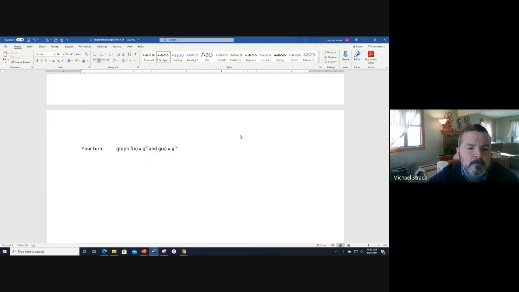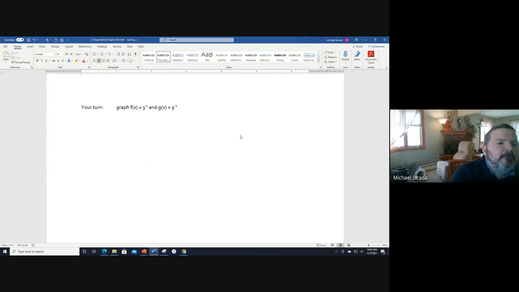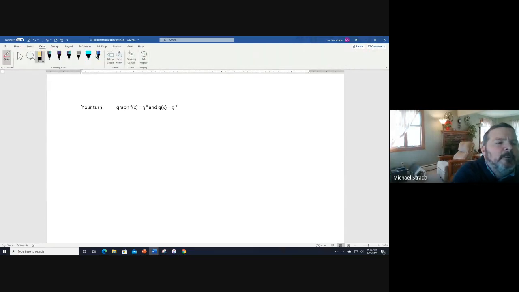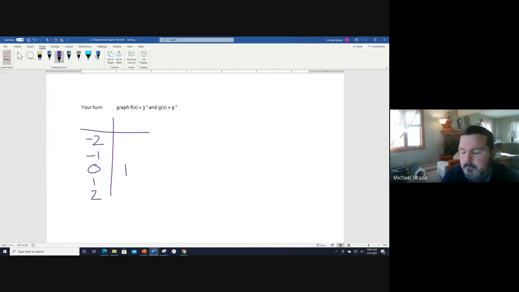All right, so if we look at f of x equals 3 to the -x, we make a table of values: -2, -1, 0, 1, 2. 0 gives 1. 1 would be 1/3, 2 would be 1/9. The negative of the negative turns it into 1, and then the 1 power is 3. The negative of the negative turns it into a positive 9.